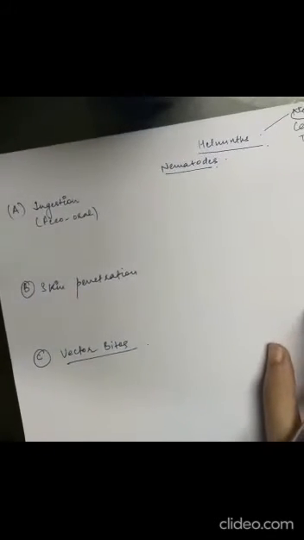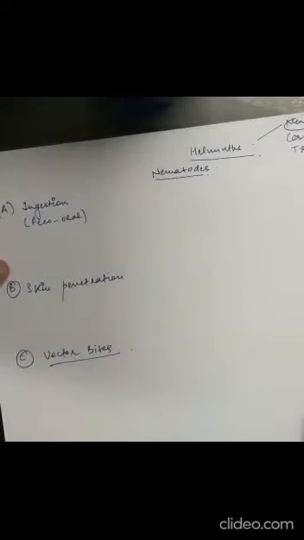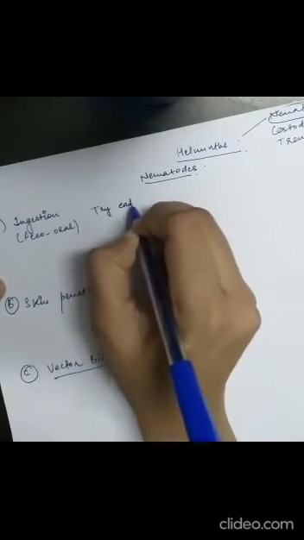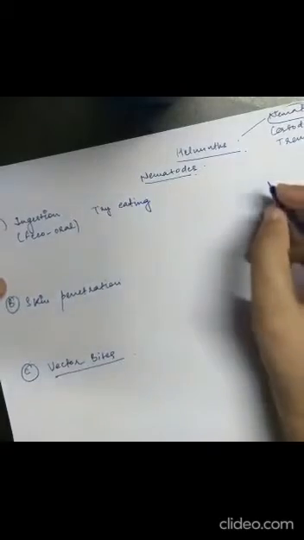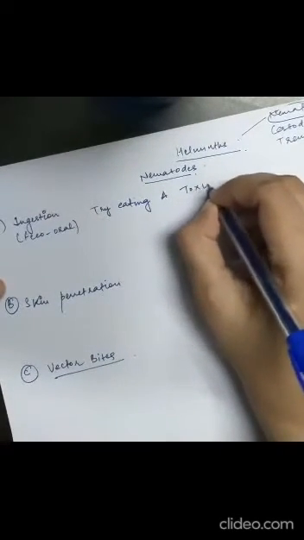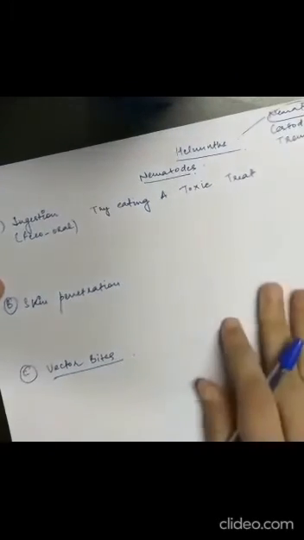So let's first discuss the bugs that cause infection through ingestion, the fecal route. To memorize them, we can write a mnemonic, that is: try eating a toxic treat. Try eating a toxic treat.